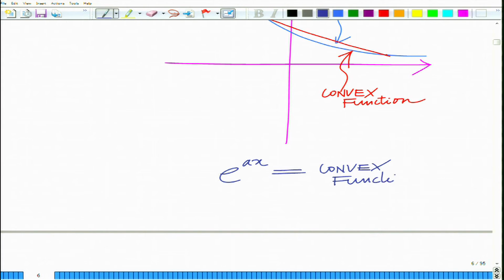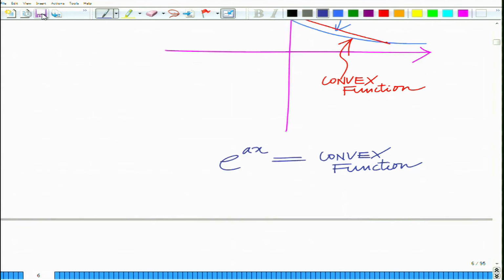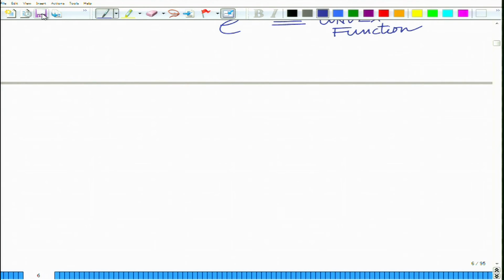If a is less than 0, it is decreasing. If a is greater than 0, it is increasing. Okay. But in any case, it is a convex function. Let us look at the power.